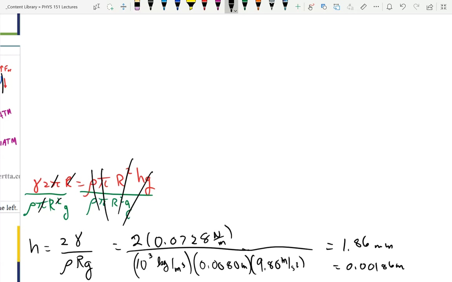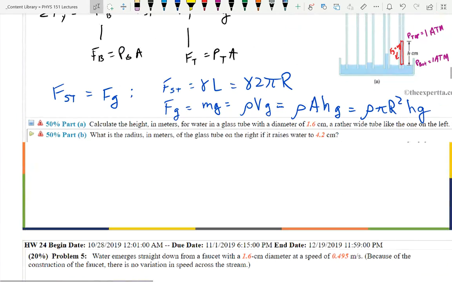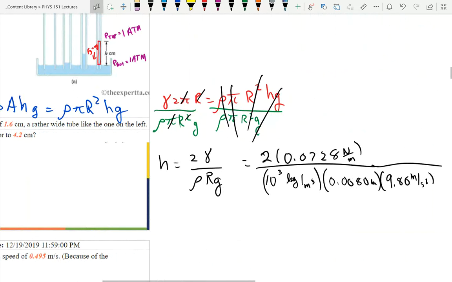So that's how capillary action works. I talked about capillary action very briefly in class, but we didn't do any calculation on how that works. So here we've done the calculation on how capillary action works. And then we have second part, what is the radius in meters of the glass tube on the right if it raises water 4.2 centimeters. So part B, I'm going to forego part B, but for part B, you're just taking the same equation, solving it for r given h.